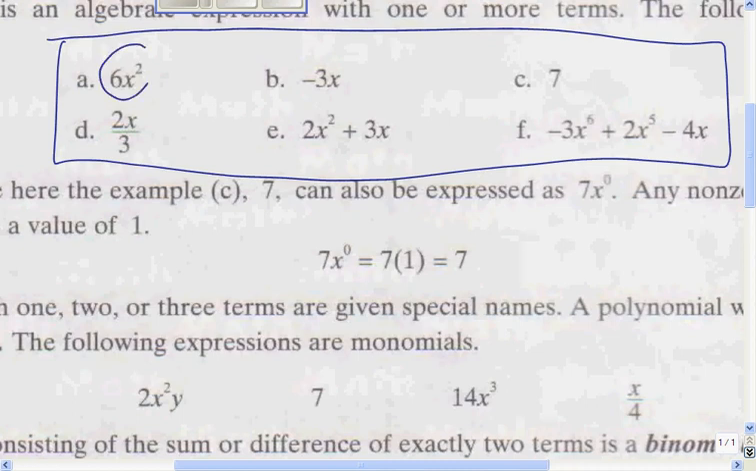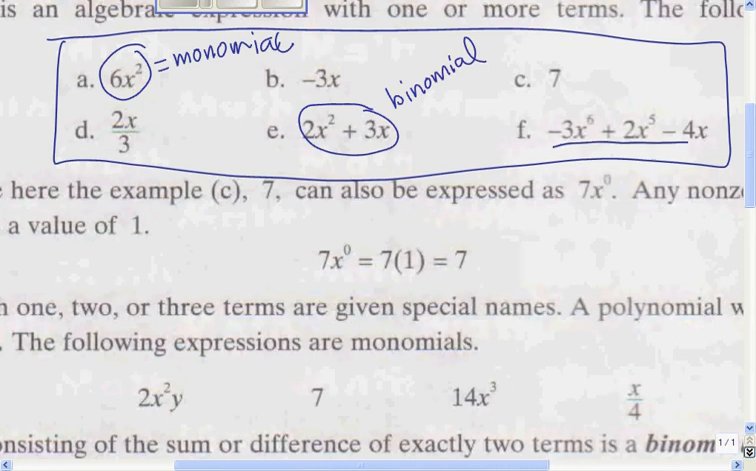This here is known as a monomial because there's only one term here. This here is known as a binomial because there are two terms here. And this one here is known as a trinomial because there are three terms in this expression. All of them are considered to be polynomials.